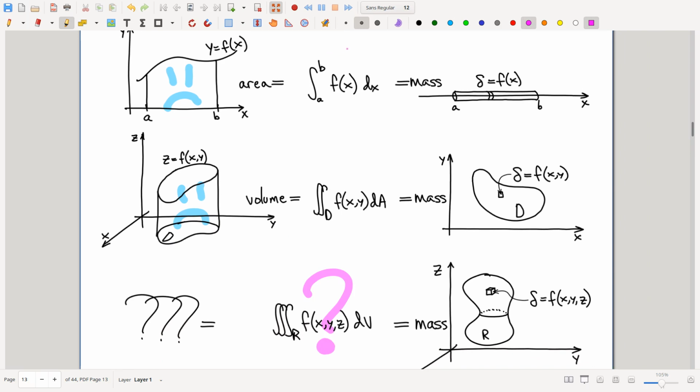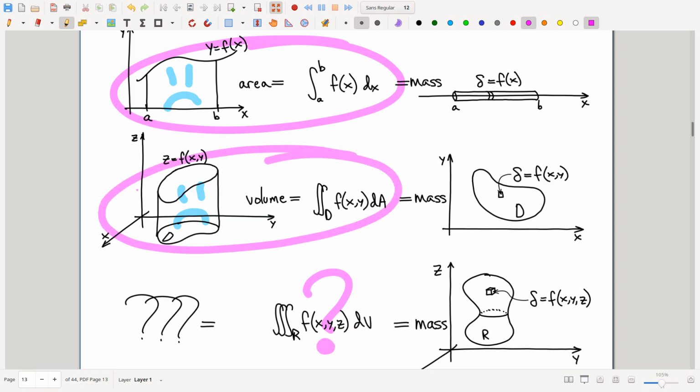Well, for a single variable integral, I get a two-dimensional picture. For a double integral, I get a three-dimensional picture. And you notice the pattern. To make sense out of a triple integral in this sort of analogous way, you would need a four-dimensional picture. And that's not on the table. It's not possible. You just can't do it. Right? Does that make sense?